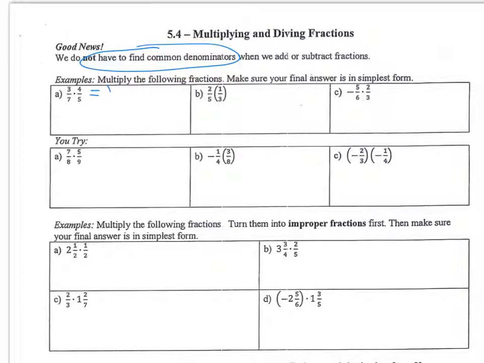So 3 times 4 is 12, 7 times 5 is 35. And at the end, you see if you can reduce it to write it in simplest form. So is there a number that goes into 12 and 35 that you can divide both by? Nope. So that's the answer.